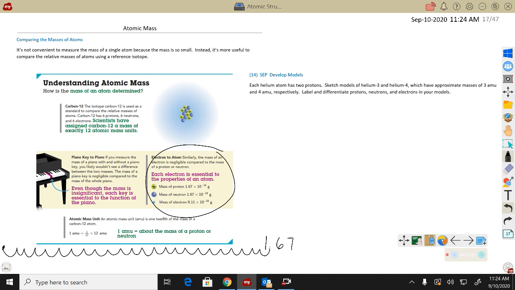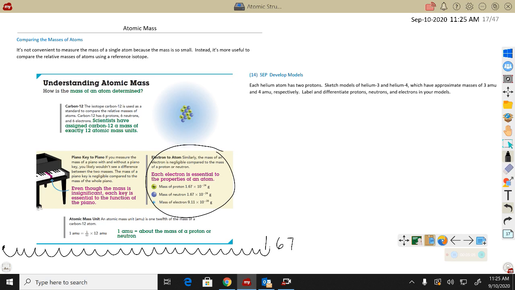Interesting. So here, question 14. SEP, Science and Engineering Practice. Developing models. Each helium atom has 2 protons. Sketch models of helium-3 and helium-4, which have approximate masses of 3 AMU and 4 AMU respectively. Label and differentiate protons, neutrons, and electrons in your model. That's always important when we model. Otherwise, it just looks like a bunch of little dots, and we want to clearly indicate what we mean to be protons, neutrons, and electrons.